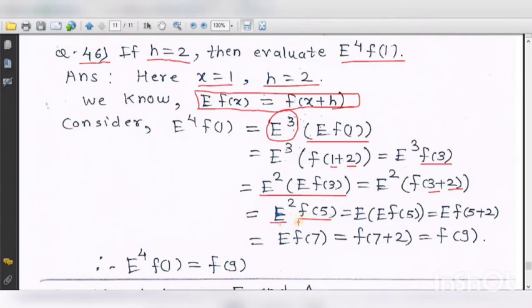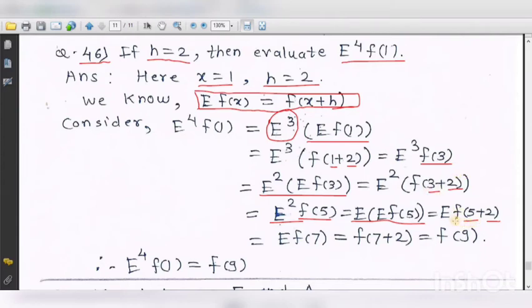So in the next step we'll get E square f of 5. Again we will split it as E operated on E f of 5. Again we will use the definition. Here x equal to 5 and h equals to 2. Just we are making use of this formula and nothing else, and it is given. We have written the formula. Just we have to substitute the values of x from the previous step, because h is fixed. Every time the value of h is 2, only x changes, right?